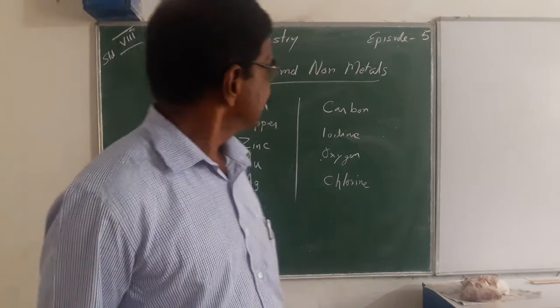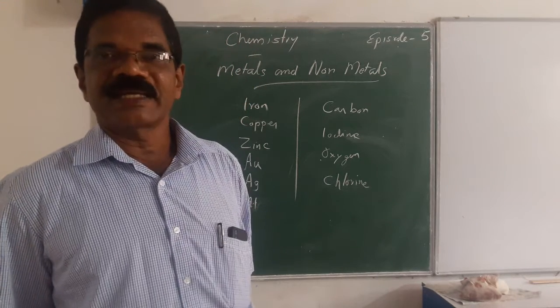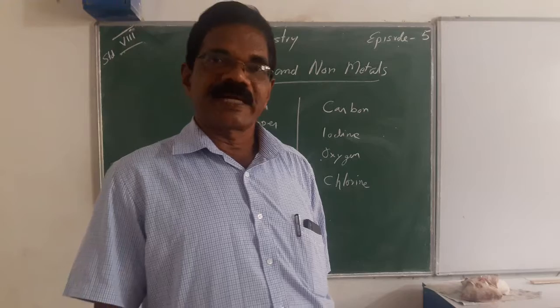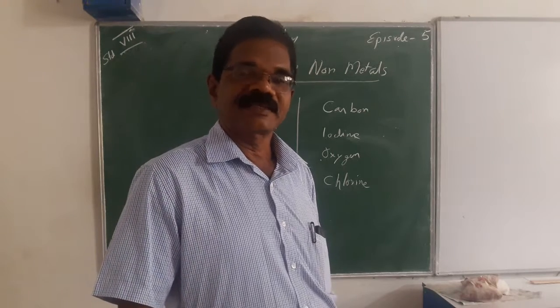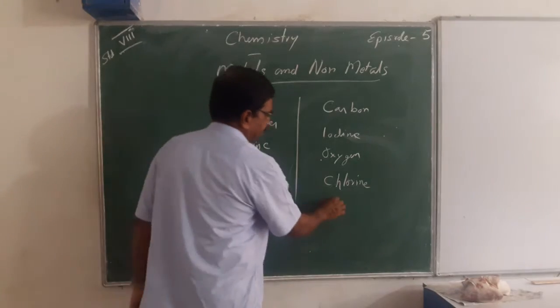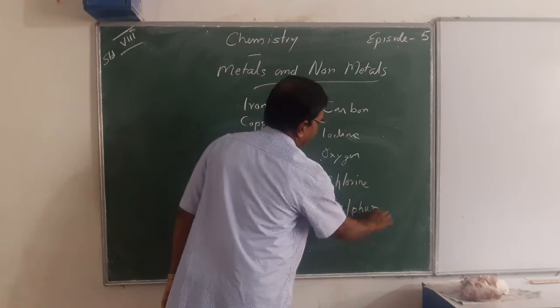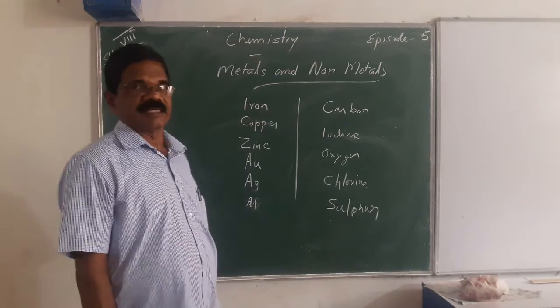One more: do you know what the components of gunpowder are? Carbon, sulfur and potassium. There is sulfur. You can see another sulfur. These are all non-metals.